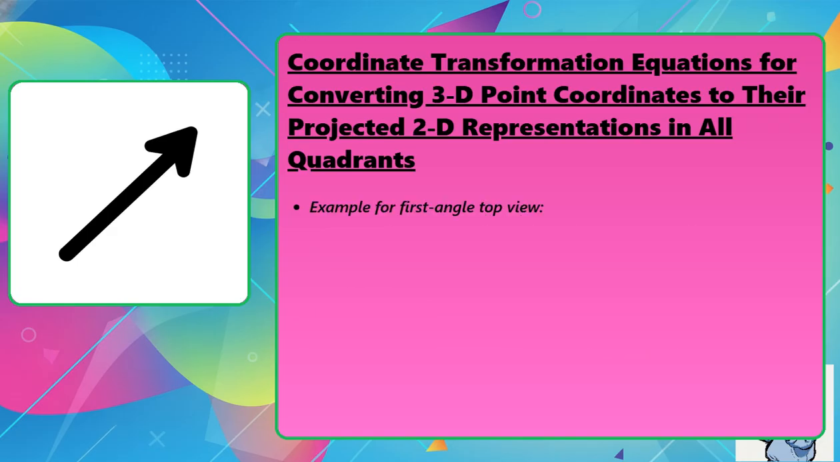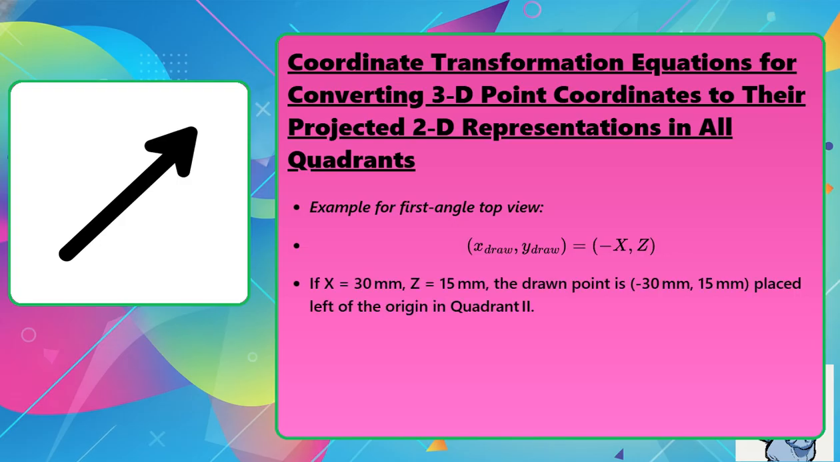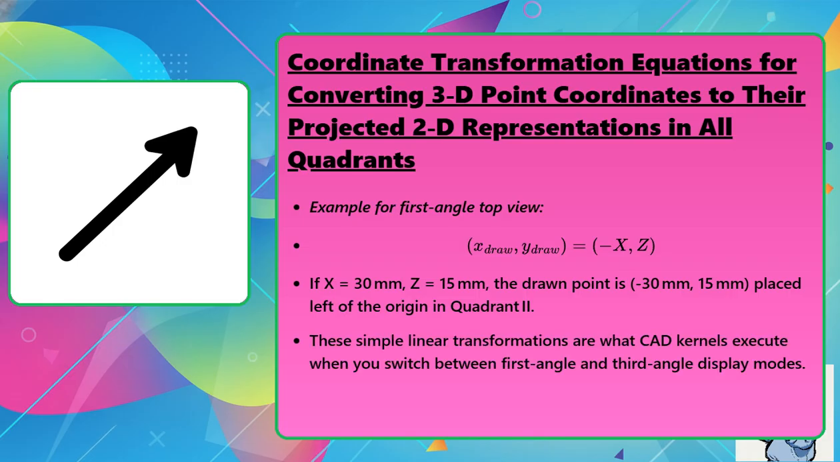Example for first angle top view. Draw x comma draw y equals -x comma z. If x equals 30 millimeters and z equals 15 millimeters, the drawn point is -30 millimeters, 15 millimeters, placed left of the origin in quadrant 2. These simple linear transformations are what CAD kernels execute when you switch between first angle and third angle display modes.